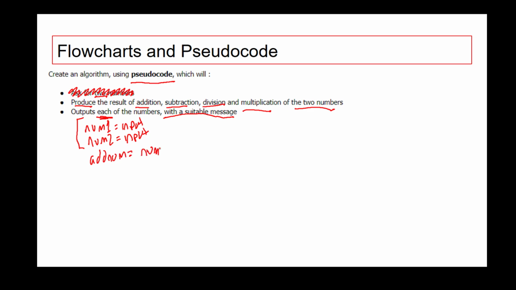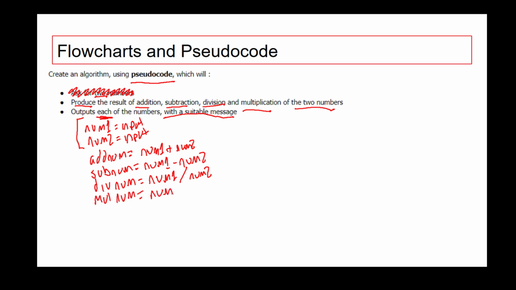equals num1 plus num2. We're going to go for subnum equals num1 minus num2. We are going to go for divnum equals num1 divided by num2. And then we're going to go for mulnum equals num1 multiplied by num2. So now we've got that section there sorted out.